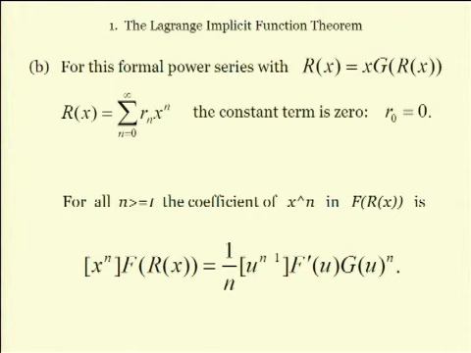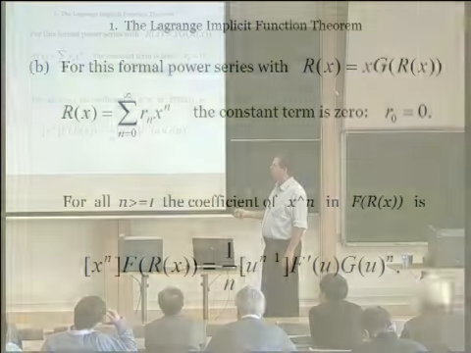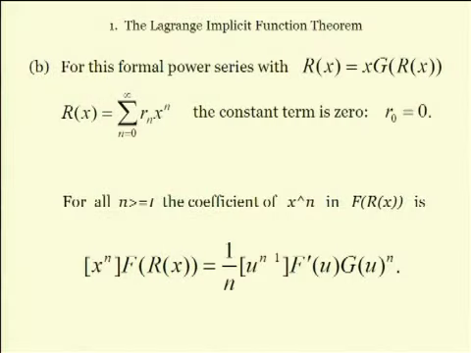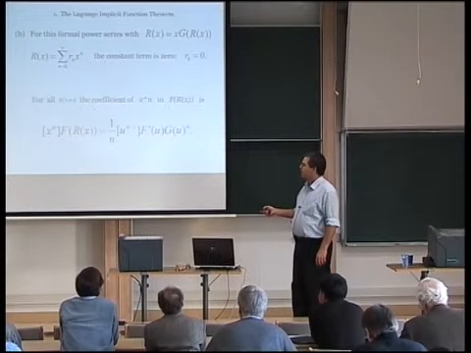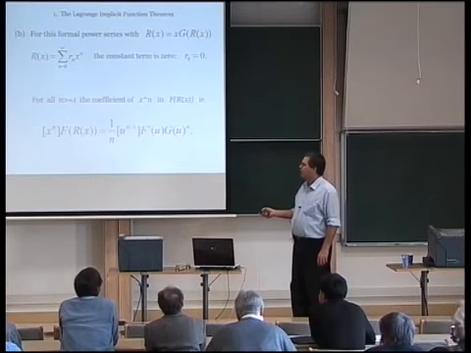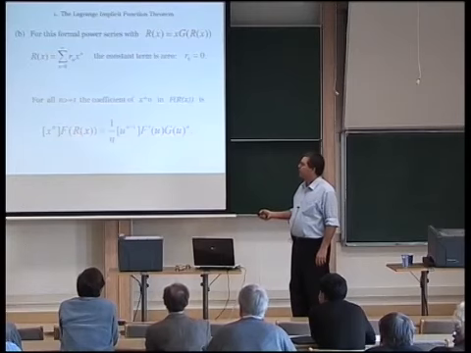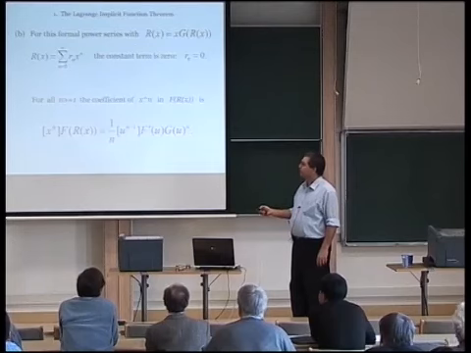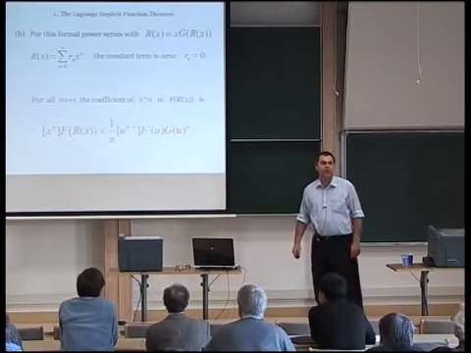So this [x^n] in square brackets is an operator that you apply to a formal power series, and it says extract the coefficient of this monomial from this power series. So the left-hand side is the coefficient of x to the power n in this power series. And it's equal to 1 over n times the coefficient of u to the n minus 1 in this power series. And the right-hand side doesn't involve R at all. There's nothing unknown. It's all input data. So this is telling you something about the unknown implicitly defined power series R in terms of the input data.